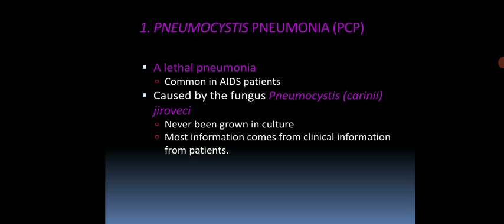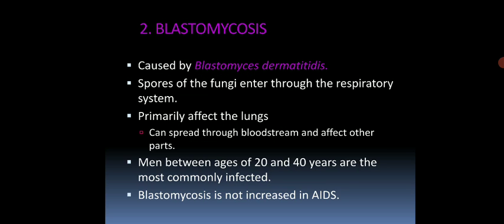It is caused by Pneumocystis carinii, and it is common in AIDS patients, those who are immunocompromised, and it is a lethal pneumonia. It has never been grown in culture, and most information comes from clinical information from patients. So this is a severe fungal infection, called pneumocystis pneumonia, that is PCP, and it is mostly found in HIV patients.